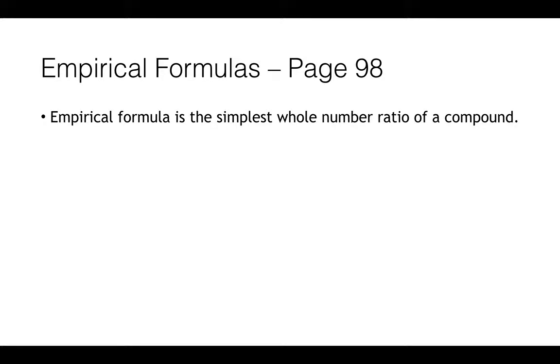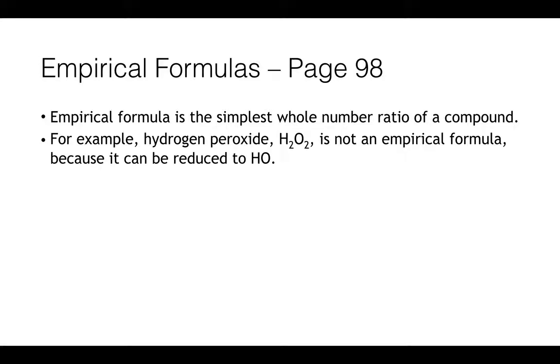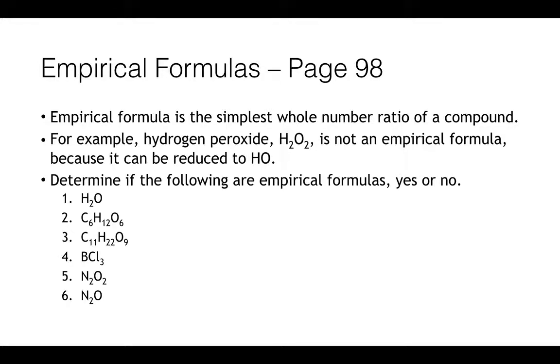Empirical formulas. An empirical formula is the simplest whole number ratio of a compound. So this is where if we're given a formula and we can reduce the subscripts, we're going to do that. We'll reduce the subscripts all the way down as far as they can go to give us an empirical formula. For example, hydrogen peroxide, H2O2, is not an empirical formula because we can reduce those two 2's down to 1 and 1. So we would get HO.